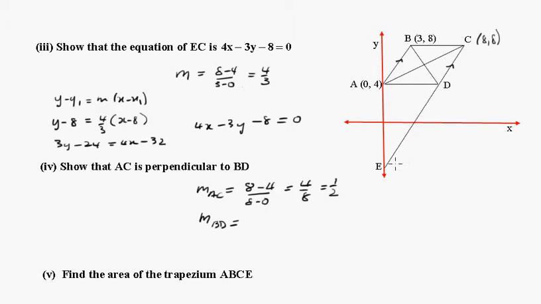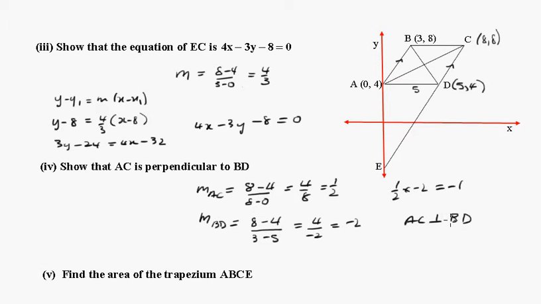is equal to, now we need to find the coordinates of D. So similarly, if that's 5 there, the coordinates of this one will be 5, 4. So for BD, the gradient is going to be using 8, so that's 8 take away 4 over 3 take away 5, and that gives me 4 over negative 2, which is negative 2. Now a half times negative 2 is negative 1, so AC must be perpendicular to BD.